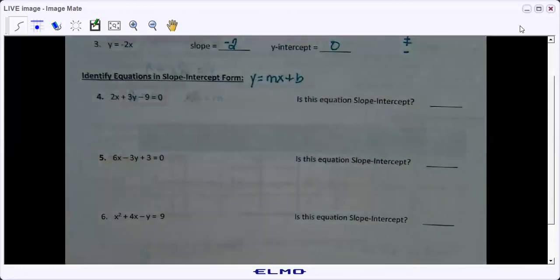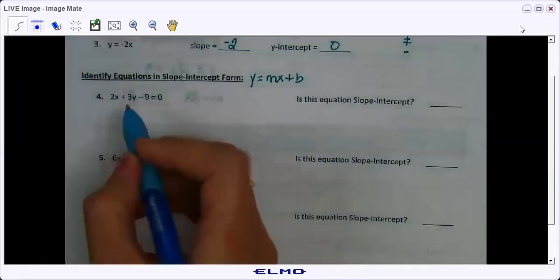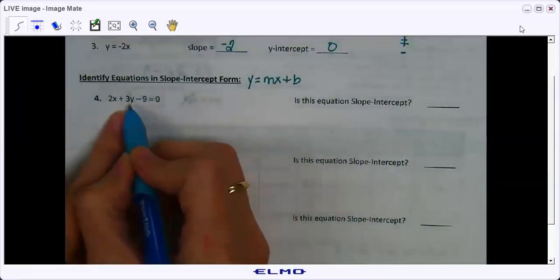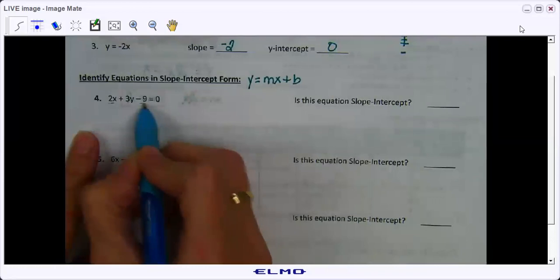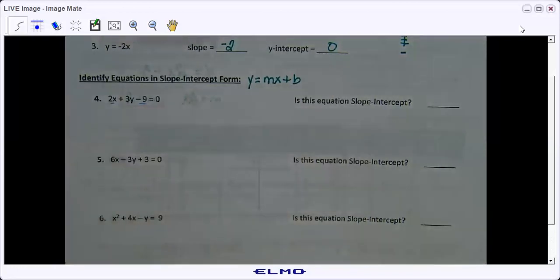So let's look at number 4. We have a y on this side, so we need to move our 2x and our -9 over.